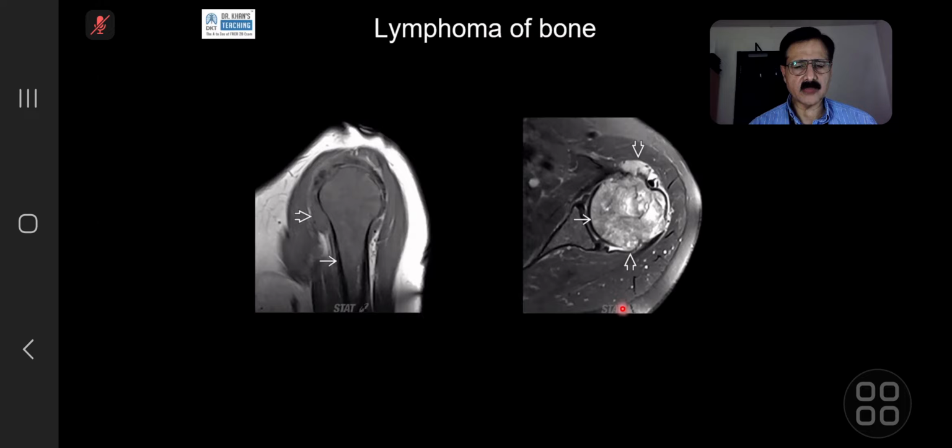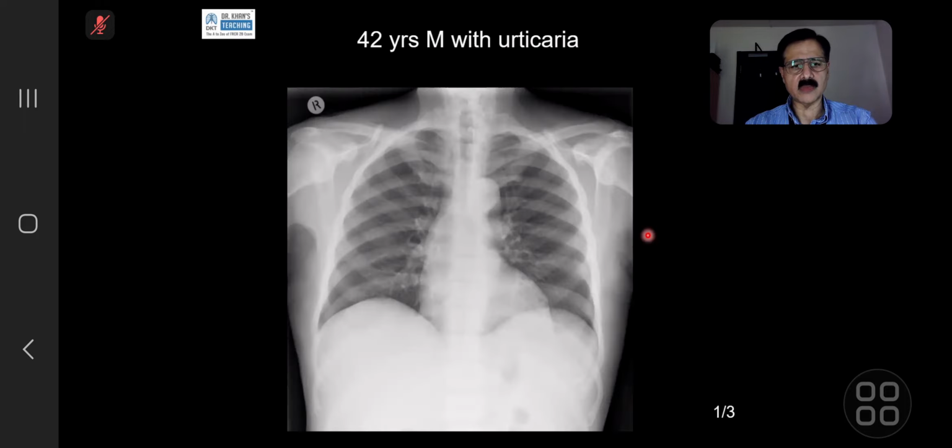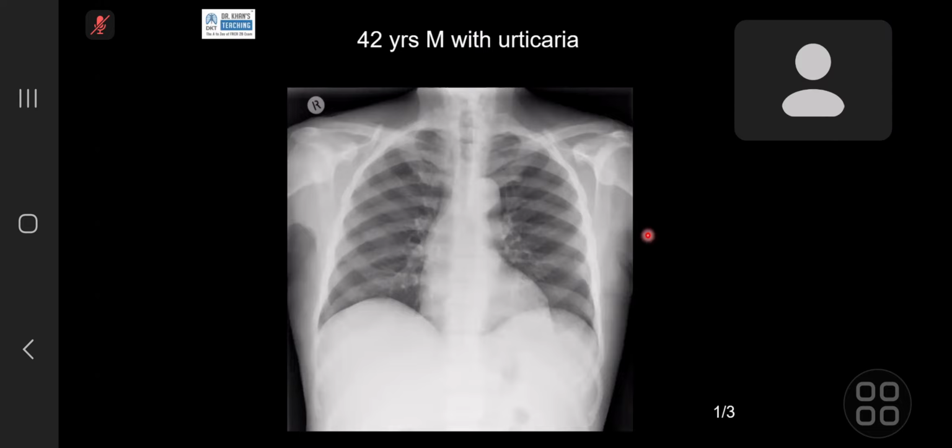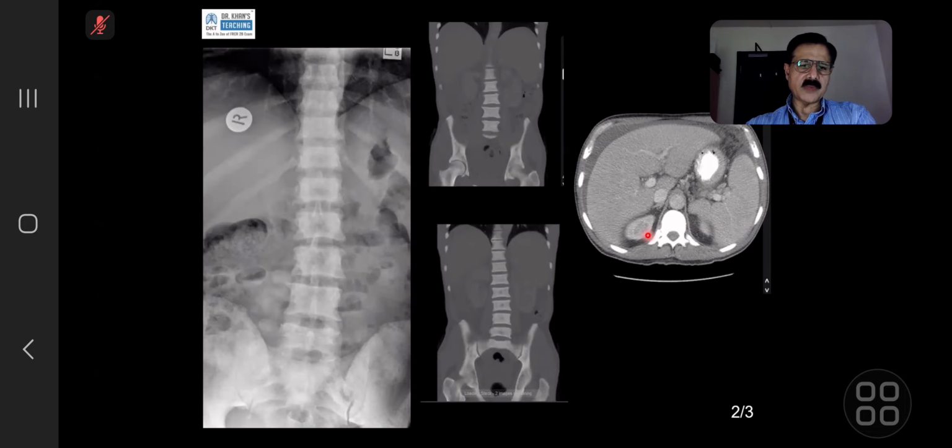Now, whenever you see something which is low on T1, the next sequence you have to look at is the STIR sequence. Anything which is low on T1 and high on the STIR sequence means trouble. It can be infections also, but it can be tumors also. What do you think about the bone density here? The bone density, I think it's increased. Okay, so this is a CT of the same patient, and even in the spine, the bone density is increased. Even on the CT, we can see that the bone density is generally increased.